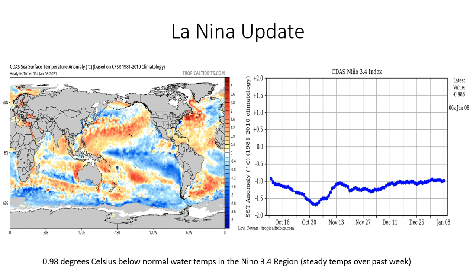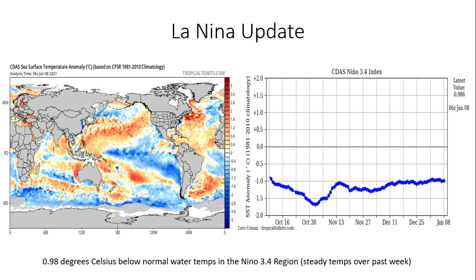Look how the blue line is fairly steady, sitting about 1 degree Celsius below normal in the equatorial eastern Pacific in that Nino 3.4 region. So right now we're really on that border. We're at 0.98 degrees Celsius below normal water temps in the Nino 3.4 region. Generally, we've had steady temperatures in the water there over the past week.